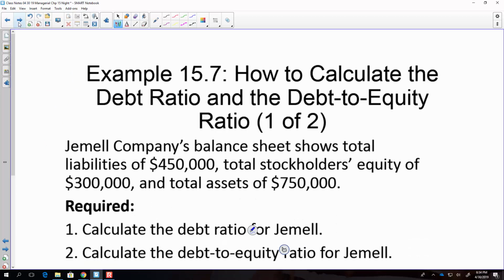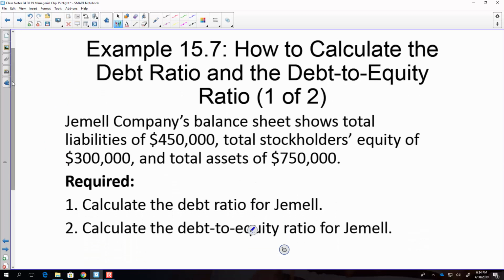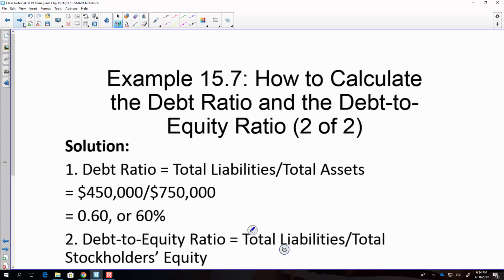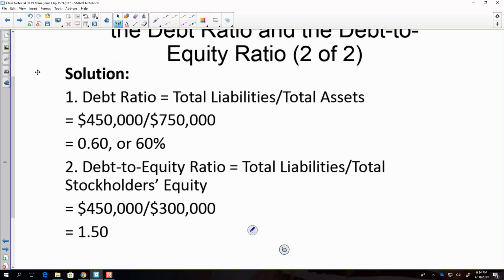And bankers also like to see these computations, because they don't want to be financing a company that's already highly financed with debt. So example 7 gives us our debt ratio and our debt to equity ratio. They're saying that 60% of their assets were purchased with debt, and 1.5 to $1 of equity. So quite a bit of it's covered by debt compared to the equity section. For every dollar of equity, $1.5 of debt.